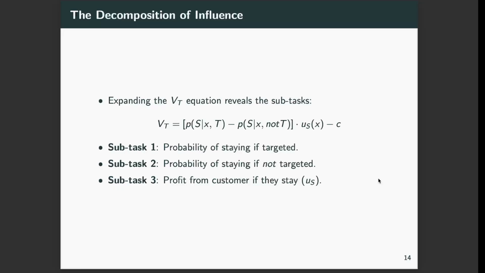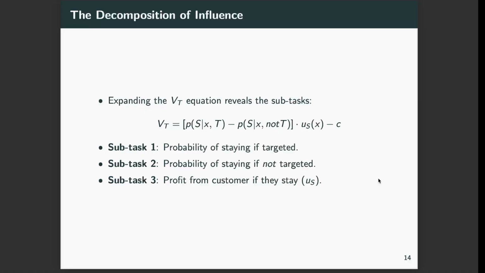P(S|X,¬T) is the probability that the customer stays, given their feature profile X, but given that we do not target them. This is the counterfactual. What would have happened without the intervention? The difference between these two probabilities, P(S|X,T) minus P(S|X,¬T), is the causal effect of the intervention on the probability of staying.